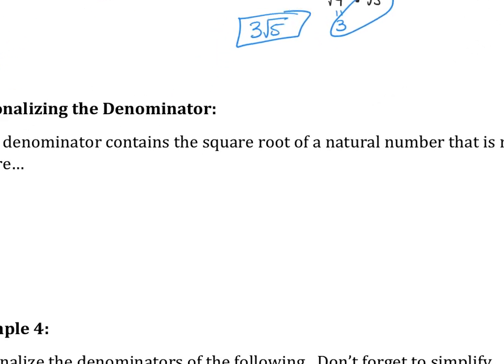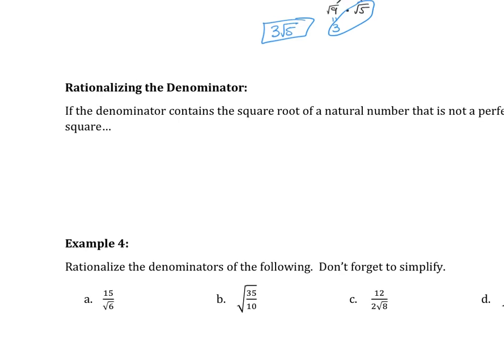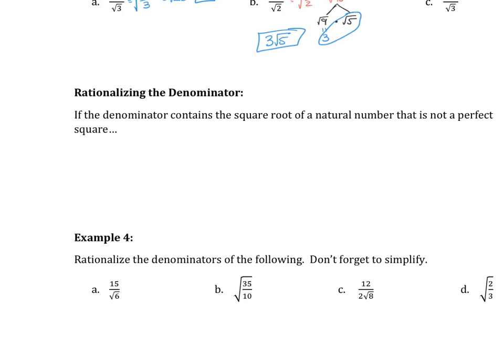Okay, so one little extra thing that comes into play when we have fractions with these square roots is called rationalizing the denominator. This is just when, if you have a denominator that has a square root of a natural number that's not a perfect square, meaning you have a square root that you cannot evaluate in your denominator, then rationalizing the denominator is when you need to get the square root out of the denominator.